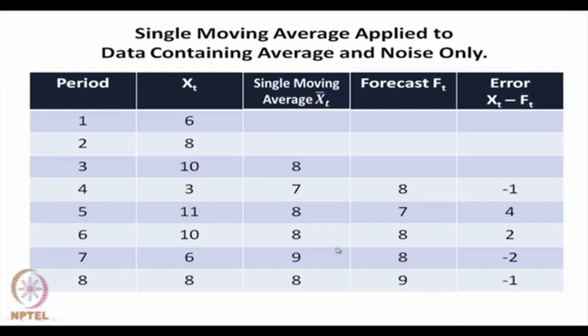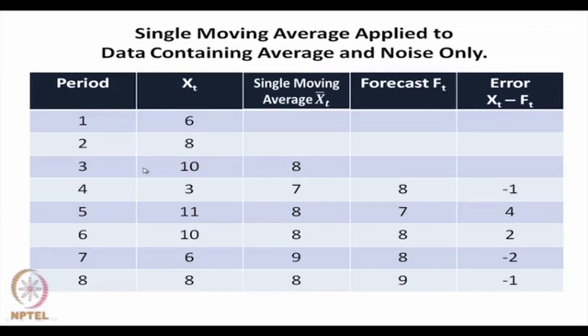To illustrate this problem, this approach. Let's say that we have 8 period data for a time series x t. The values are 6, 8, 10, 3, 11, 10, 6 and 8. And let's assume that we have taken only n is equal to 3. So, if you take n is equal to 3, then 6 plus 8 plus 10, that is 24 divided by 3 is 8. That's the moving average calculated at this time point.